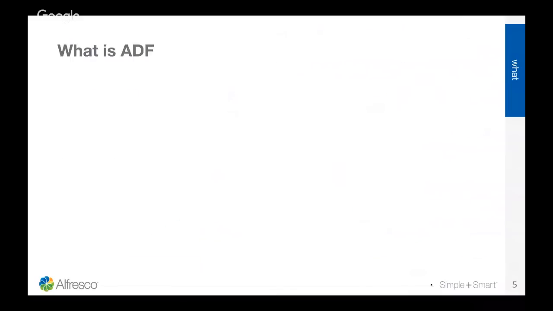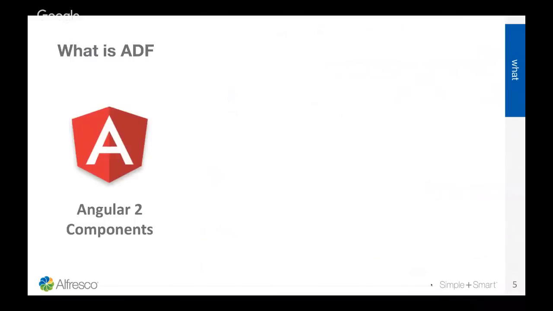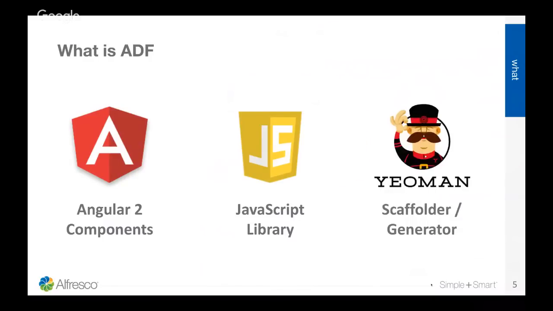of this development. And the three most important pieces of this ADF framework are the Angular 2 components, the JavaScript libraries, and the Yeoman scaffold generator. I'll show you, going on with the slides, what each of these pieces does, and what exactly each of them means.